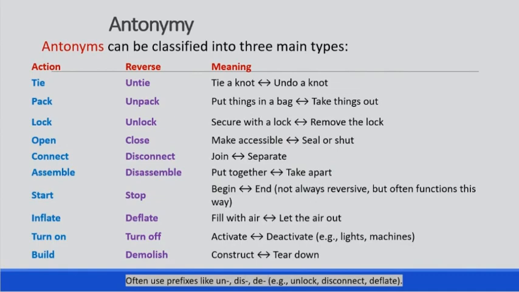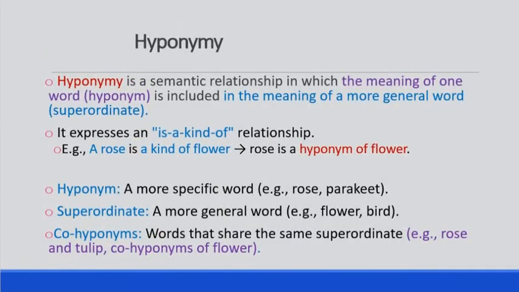Gradable, non-gradable, and reversive. Okay, and this is called hyponymy. Hyponymy is a semantic relationship in which the meaning of one word, the hyponym, is included in the meaning of a more general word. It is called the superordinate. For example, when you think of the word rose, rose is a kind of flower. So rose is the hyponym of the word flower. Flower is the superordinate of the word rose.